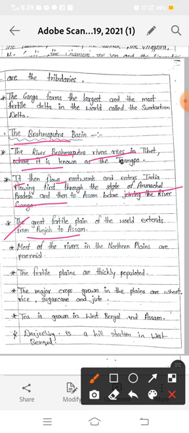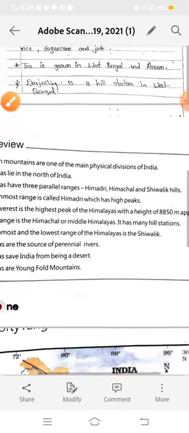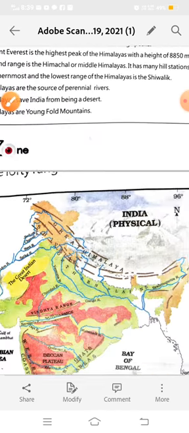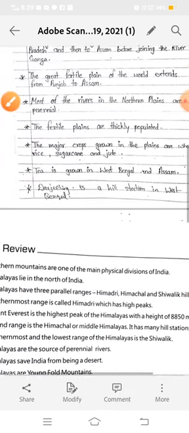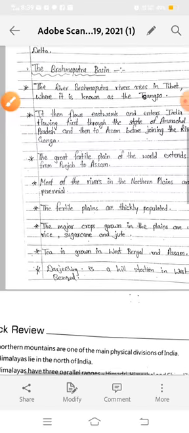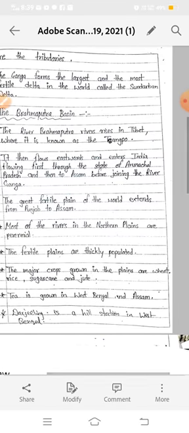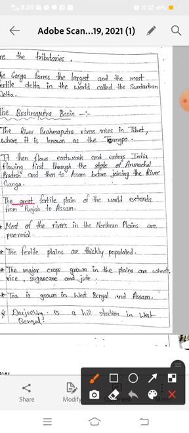Now here is the great fertile plain of the world extending from Punjab to Assam. See, this is our Punjab state and here is Assam. So it extends from Punjab to Assam. The great fertile plains of the world extend from Punjab to Assam. You are clear about this?